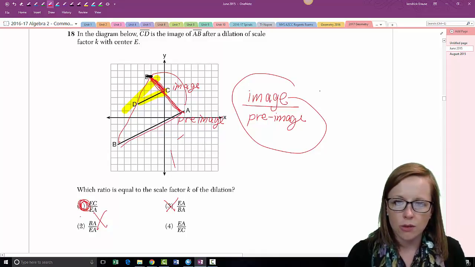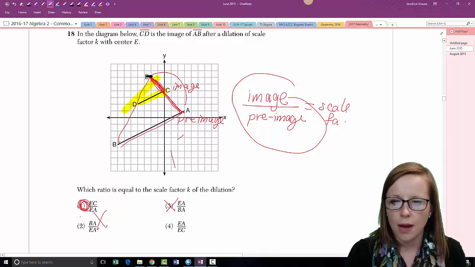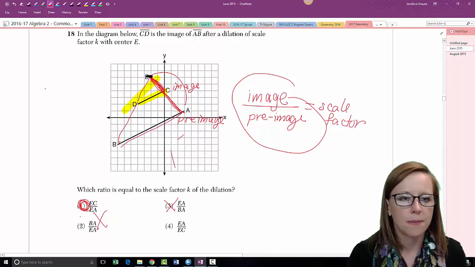So if you know that image over pre-image is the scale factor, that would be essential to your life.